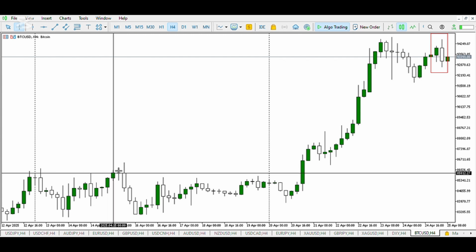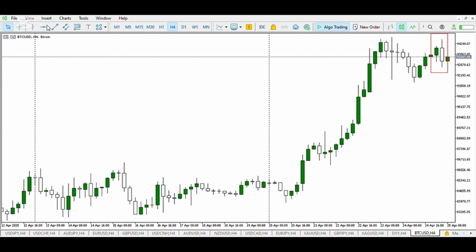Meanwhile, a candle like this candle, let us mark it out in a red box. This candle right here, that is neither green nor white, this signifies indecision in the market. This means that at this particular point in time, there is an equilibrium of buyers and sellers in the market.